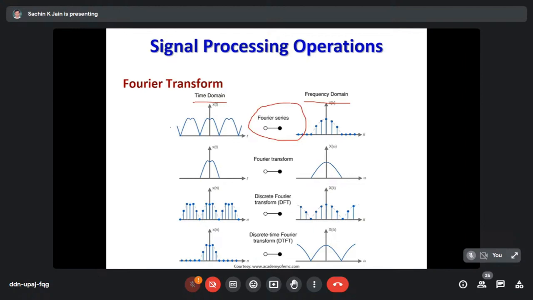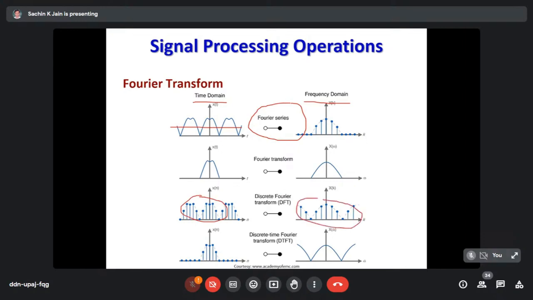This signal is continuous in nature and periodic, and we are getting a periodic discrete signal. So that's why we are using Fourier series, right? In Fourier transform, basically for a periodic continuous signal, we get a continuous frequency domain representation, right? In case of discrete Fourier transform, we have a discrete signal which is periodic, and we get a discrete Fourier transform which is also periodic.